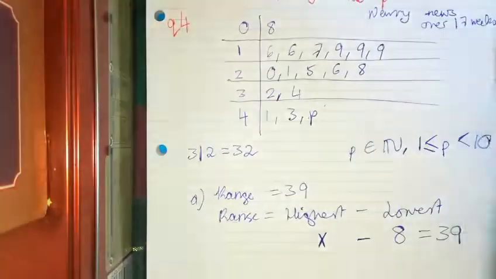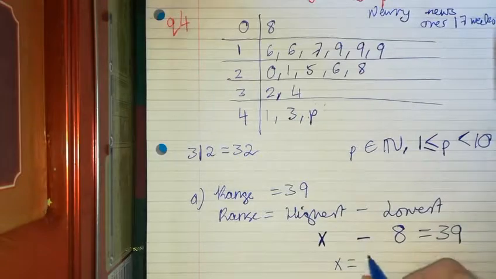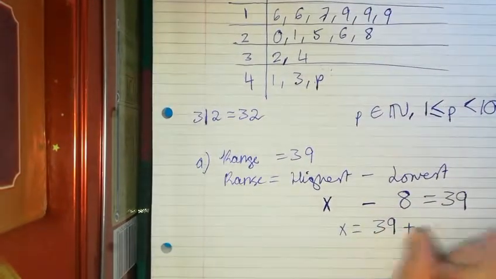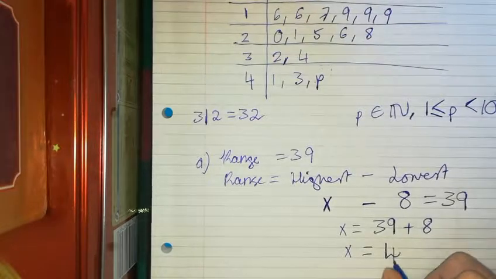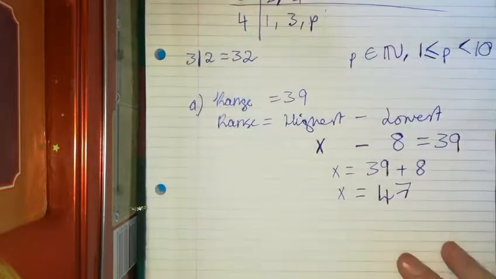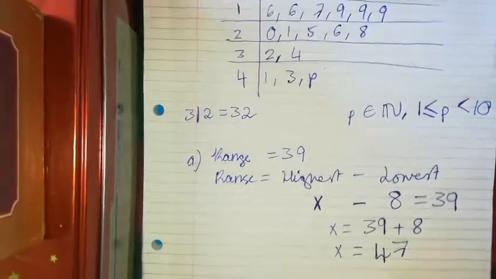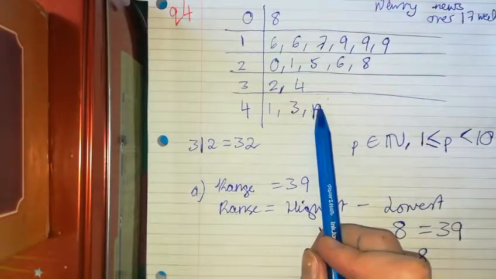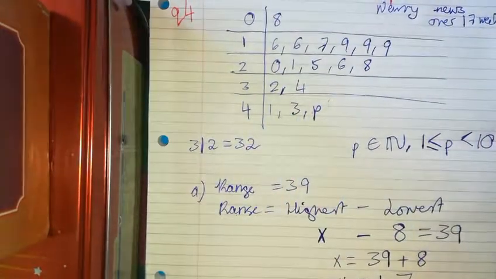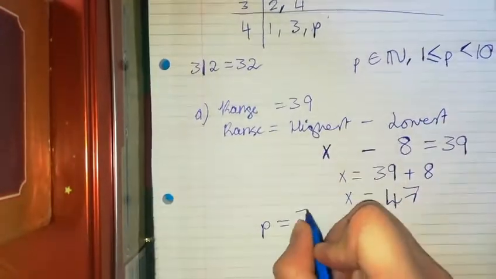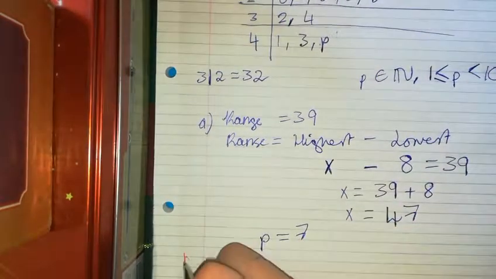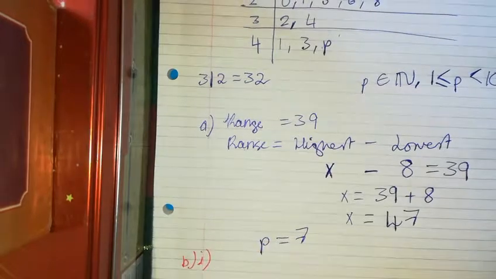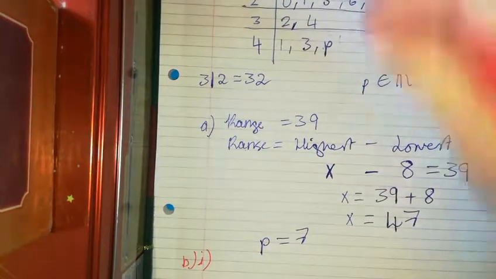So if I want to get what the highest value is, X is equal to 39 plus 8. So X is going to be equal to 47. So the highest value is 47. But P is the only stem part that's attached to the 40. So P is going to be equal to 7. So then part B part 1, we're asked to find the value of each of these statistics.